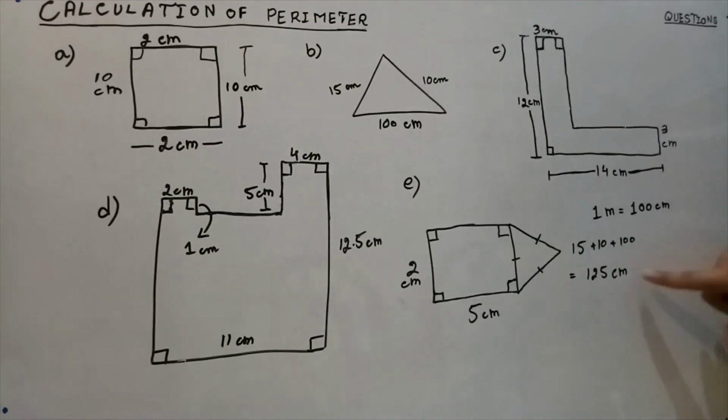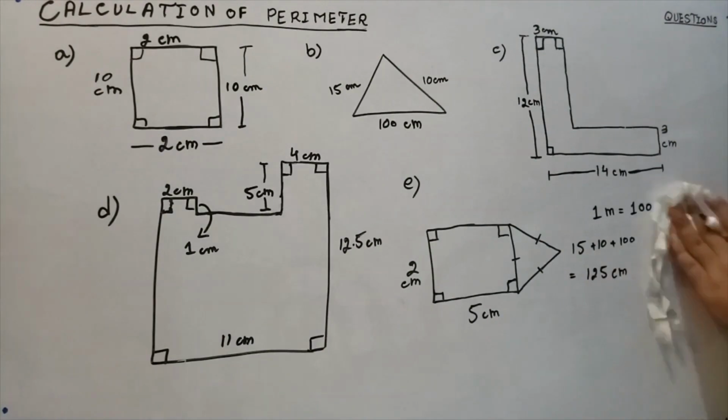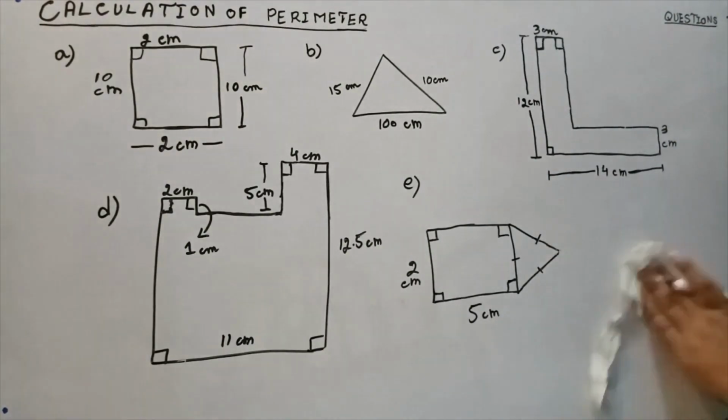And you have to write the correct unit which you are using in the question. So we have 125 centimeters. Okay, so it's easy. 125 centimeters. Now let's check our next part.